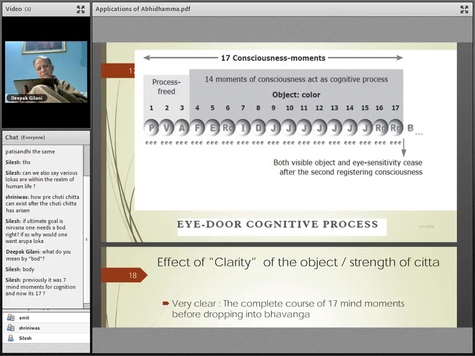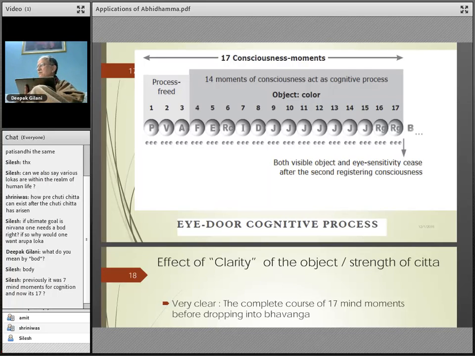First 5-door consciousness, then I consciousness, in this case I consciousness. It is received, investigated, determined, then 7 moments of impulsion, which means reaction on that. Liking, disliking. This is where the karma operates. And then the receiving of that consciousness. Lastly, we again take bhavanga. B is again bhavanga. The process is stopped.